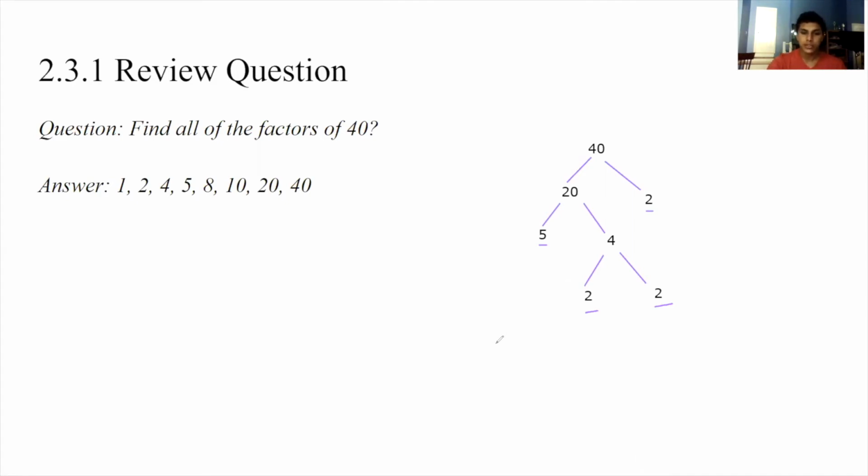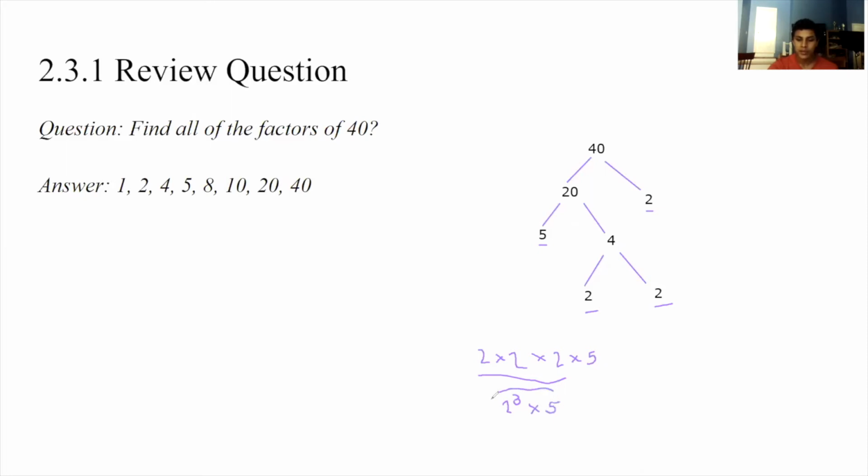So my prime factorization, therefore, is 2 times 2 times 2, because I have 3 2s, and then times 5. And then if I write that in exponential notation, I can simplify this bit here, because 2 times 2 times 2, in exponential notation is just 2 to the power of 3, since it's multiplied by itself 3 times. And then that times 5.